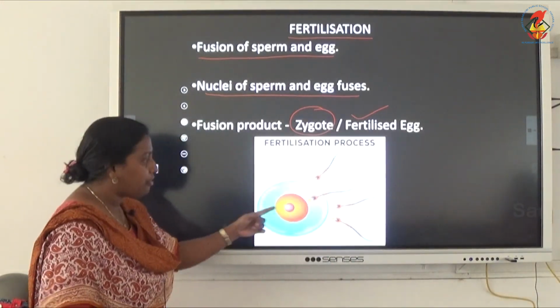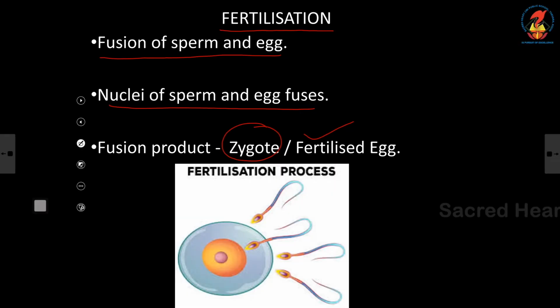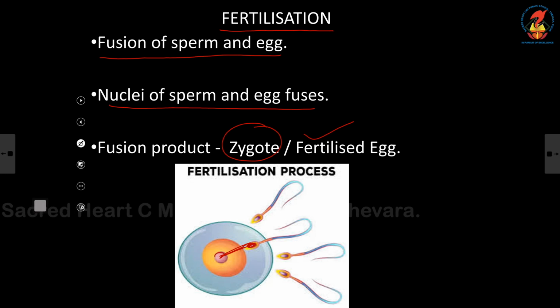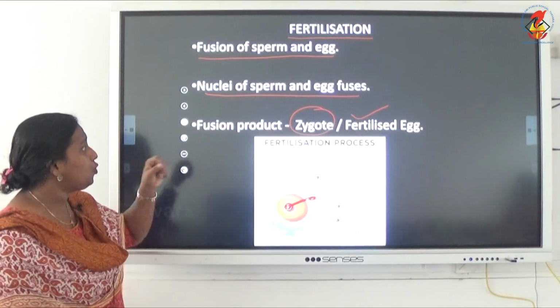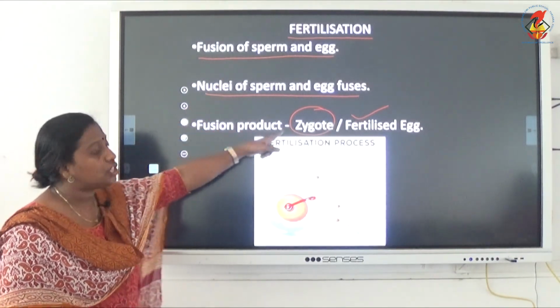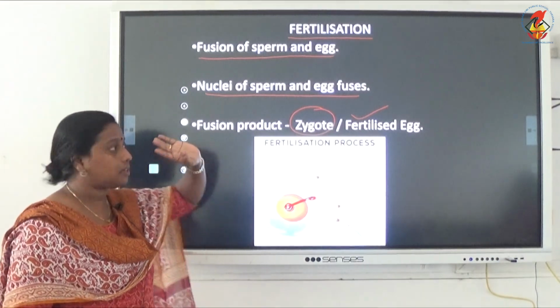Now, this is the diagram of fertilization. See, lots of human sperm will be coming around the egg, but only one will get a chance to enter the egg, and only one will fuse with the nucleus of the egg. Inside the head of the sperm there is one nucleus, and inside the egg there is another nucleus. These two nuclei will fuse together and you get a product called the zygote, or fertilized egg.